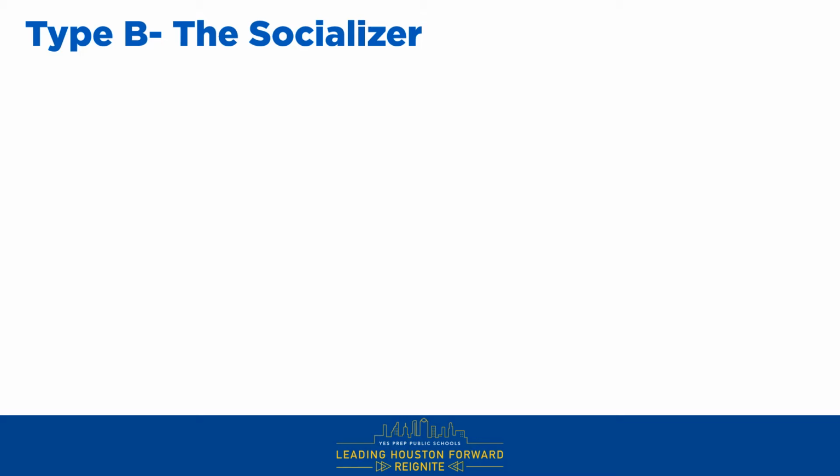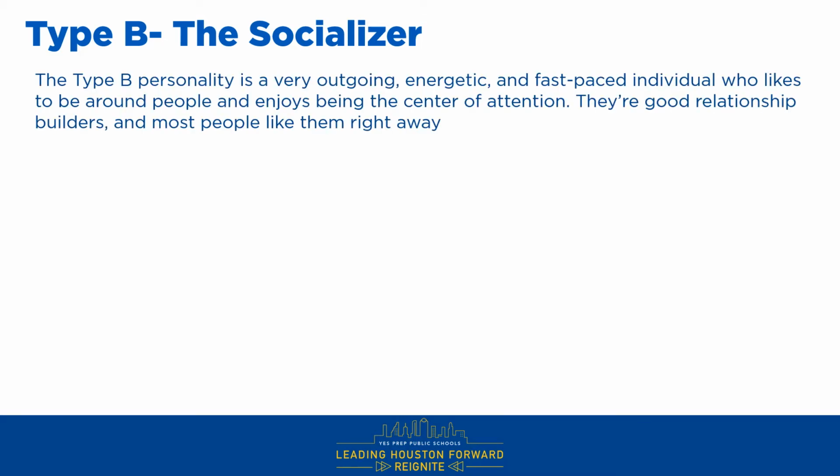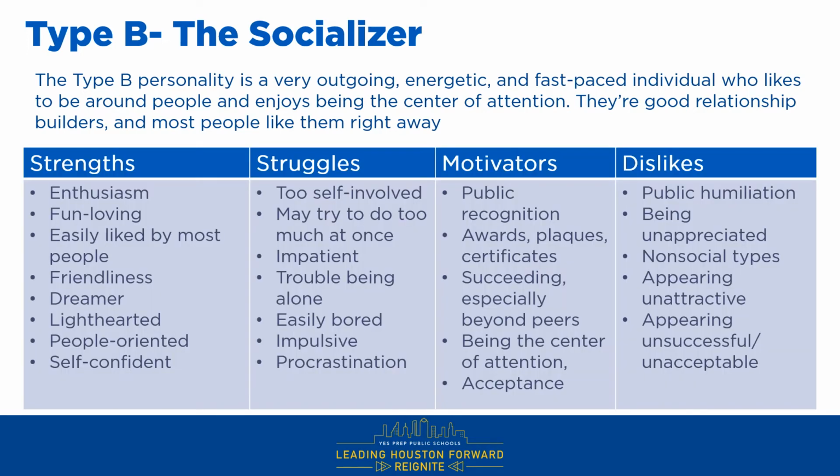Personality type B, the socializer. The type B personality is often very outgoing, energetic, and a fast-paced individual who likes to be around people and enjoys being the center of attention. They are good relationship builders, which means they're good with people, and most people like them right off the bat. Let's take a look at some of their strengths, struggles, motivators, and dislikes.